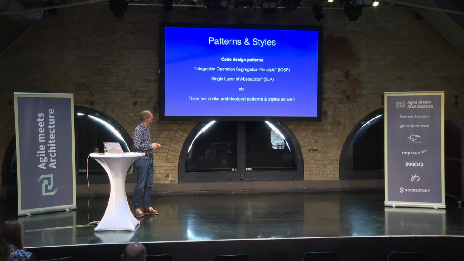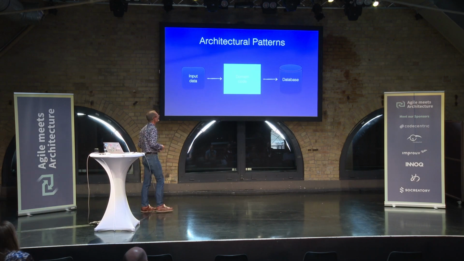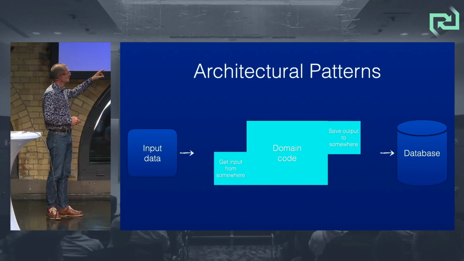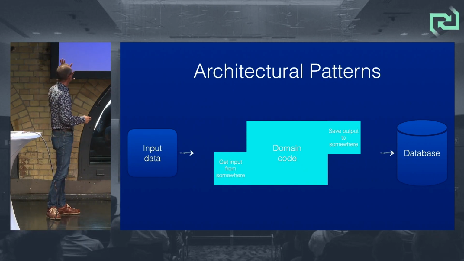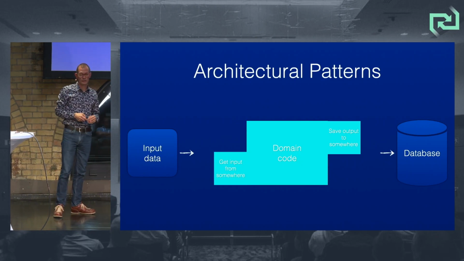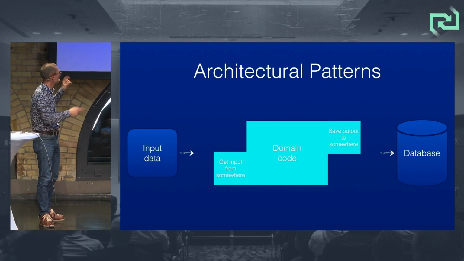And these patterns we also find in architecture as well. We will have some architectural styles and patterns. Let's have a look again at the broader view. Now, what if our domain code isn't coupled to the input data and to the database, but we've got some interface that says just get the input from somewhere and just save the output to somewhere. So we are not coupled, bound tightly to the real world.